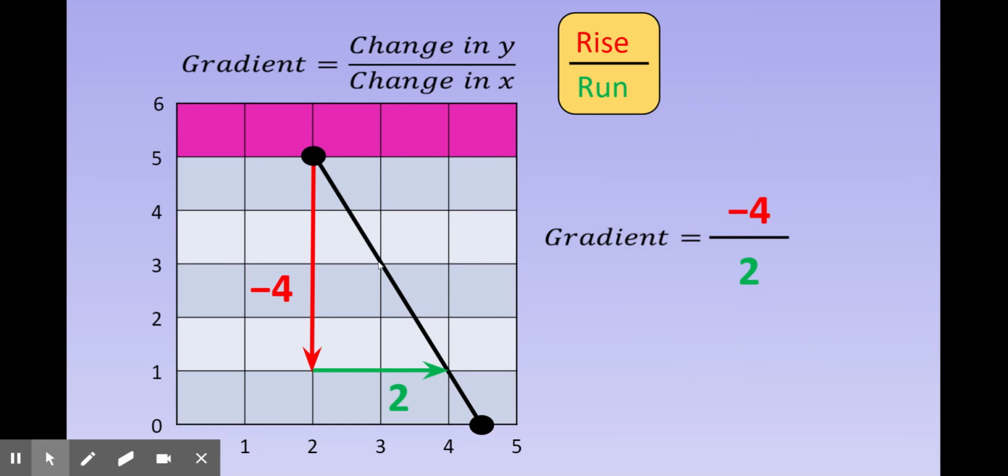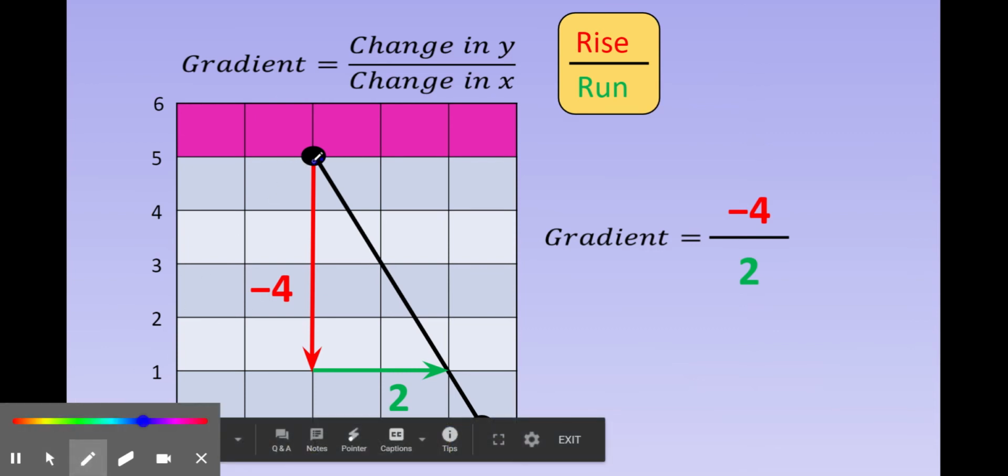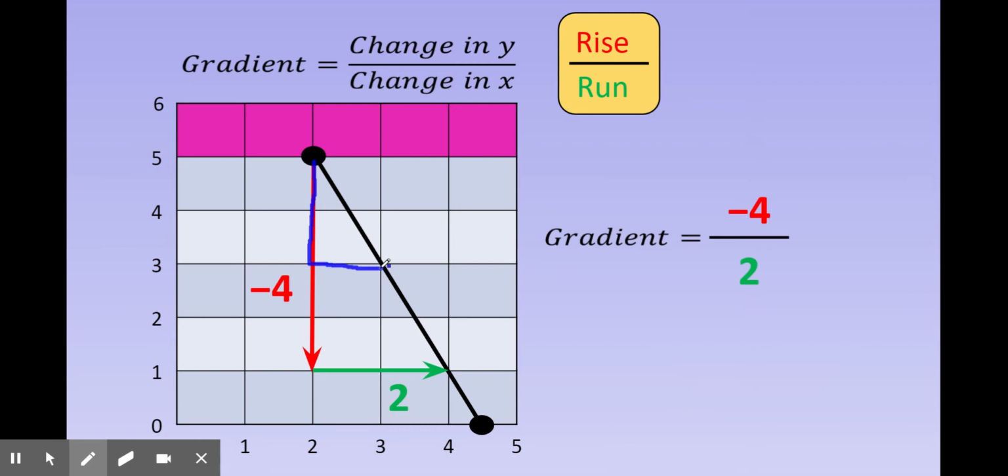We could draw any triangle. Let's just say I construct another triangle here. I would have gone down 2, so it's minus 2 over a run of 1 square. Minus 2 divided by 1 gives us minus 2. Also, minus 4 divided by 2 gives us minus 2. Hence, it doesn't matter how long that triangle is, because the gradient is the same throughout the line.